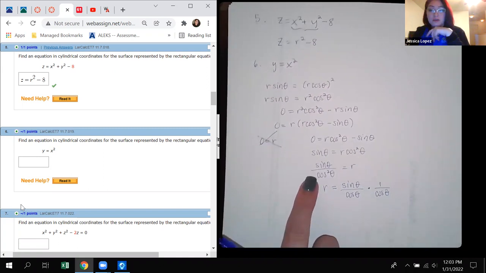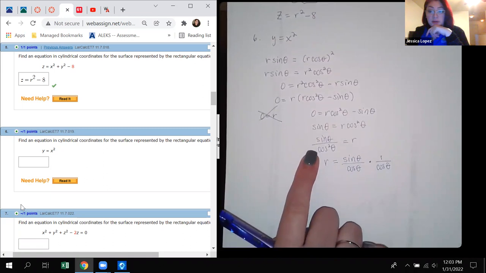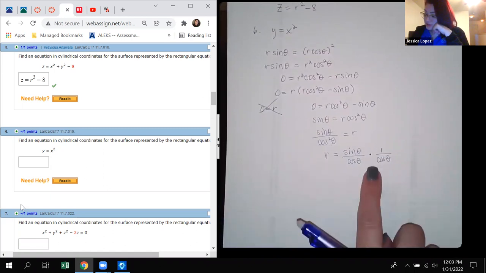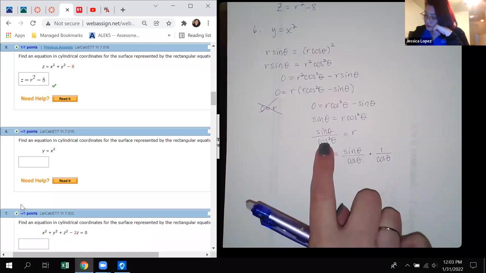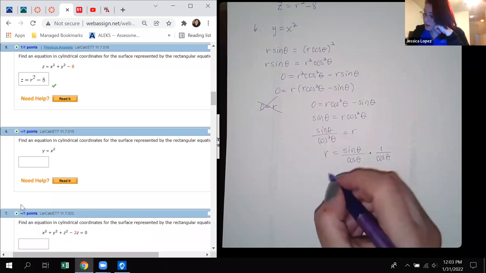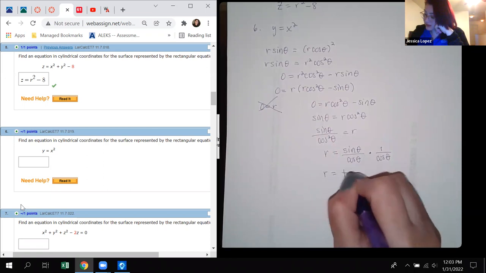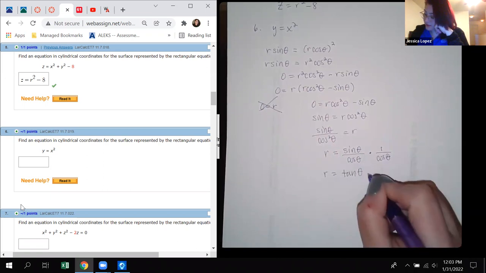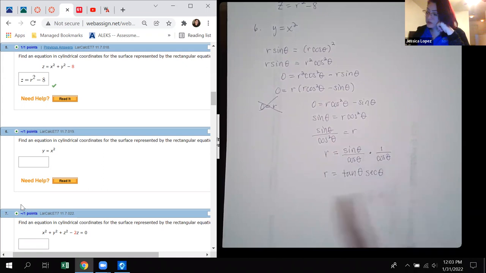So now we're getting back to all your trig manipulation from pre-cal, right? This is equivalent to this. Cosine times cosine is cosine squared. Sine times one is sine. But when it's written like this, you can say that's tangent and that's secant. And so r equals tan theta secant theta.